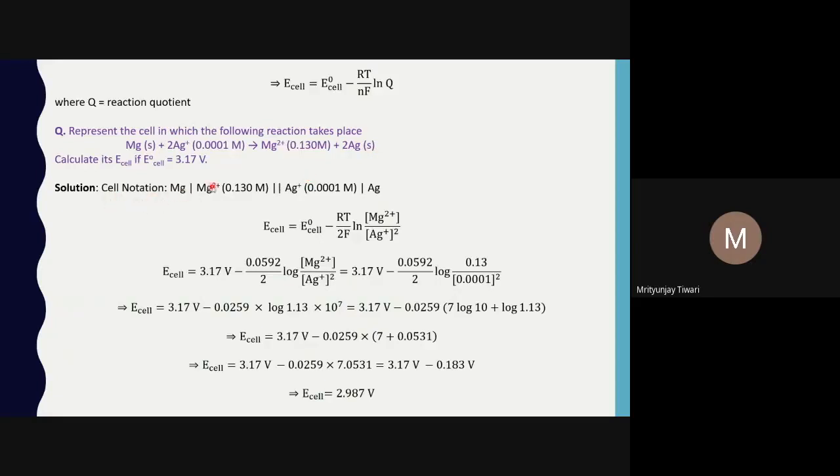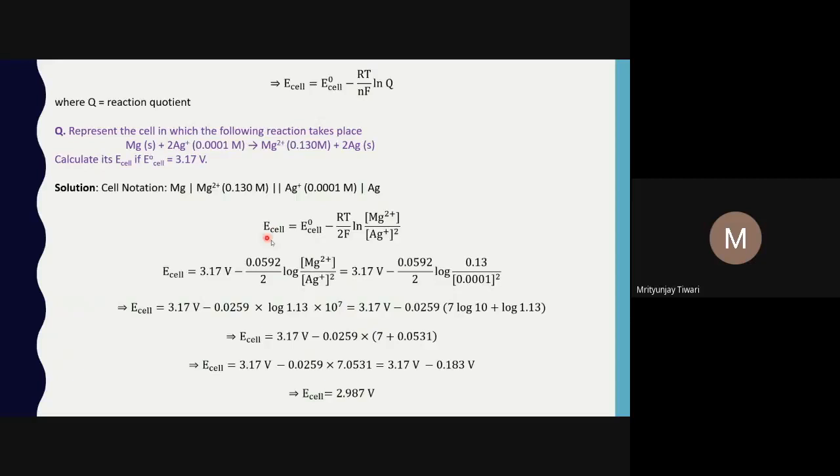From this reaction we can write the cell notation. The cell notation is Mg, vertical line, Mg2 plus, because the oxidation is the reaction at the anode. Then the double vertical parallel lines to represent the salt bridge. Then the electrolyte solution for the silver electrode, Ag plus with its concentration, and then the Ag electrode.